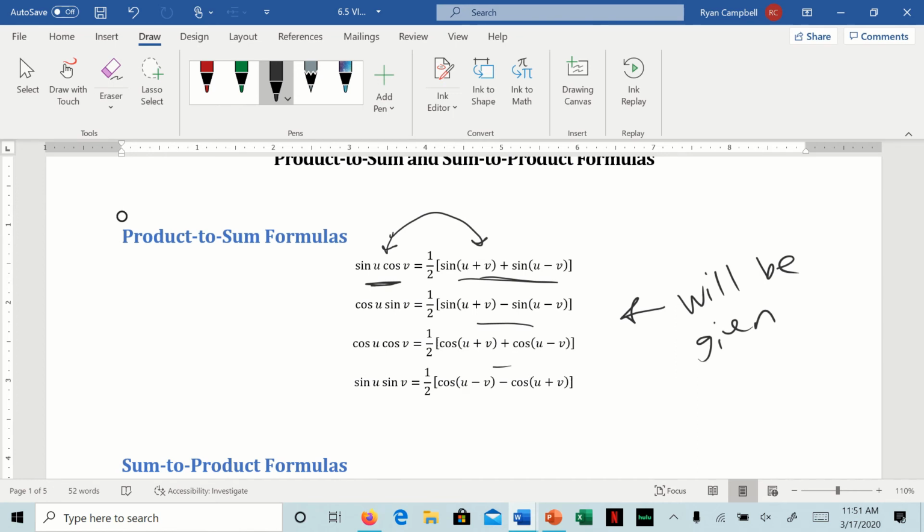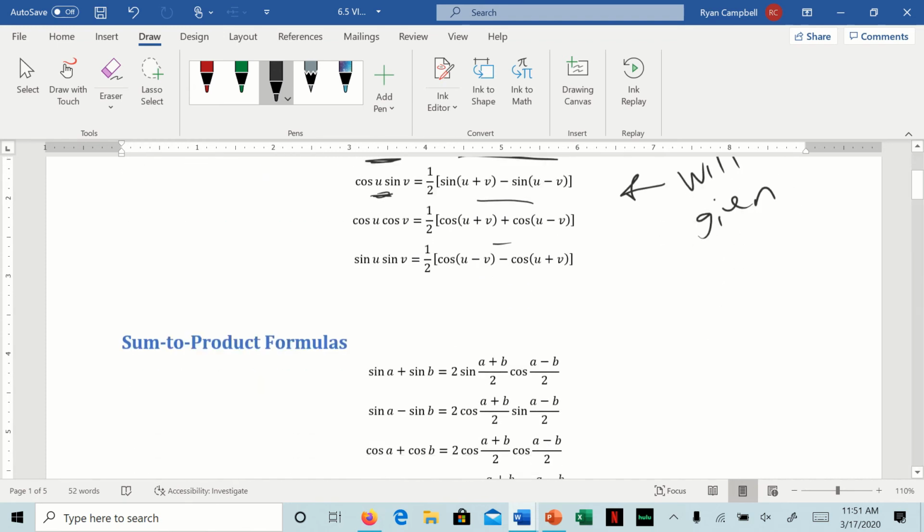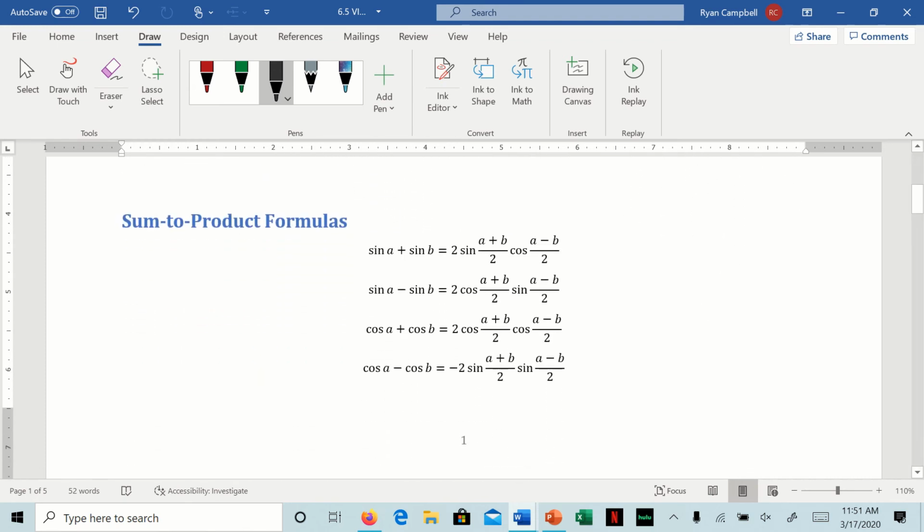Because remember, we want to simplify things down to get it where it's just a product or just a trig equation equaling a number. So because of that, the sum to product are actually going to be the way more helpful ones. And again, these will be given to you. But if you want to take a picture or pause the video and take a look at all this, that's totally okay too.